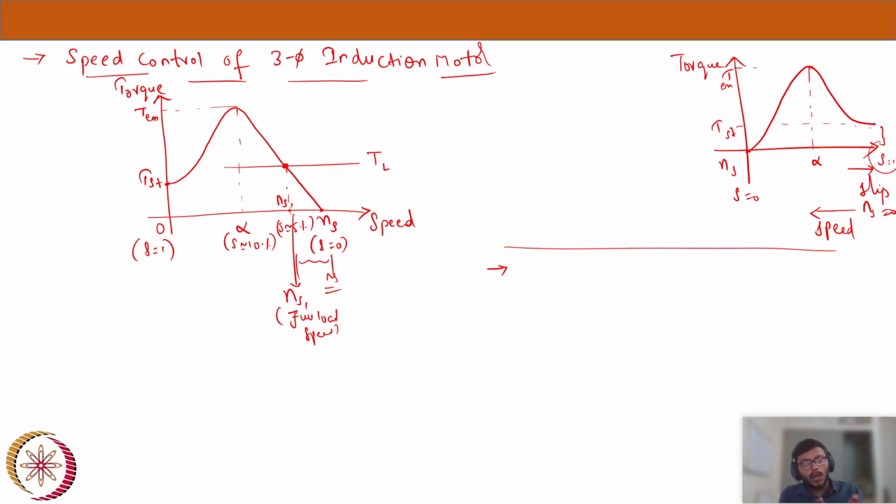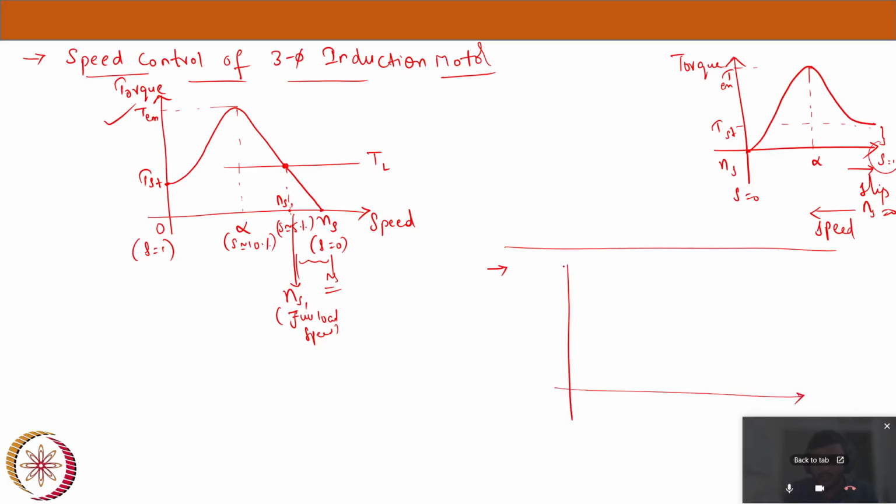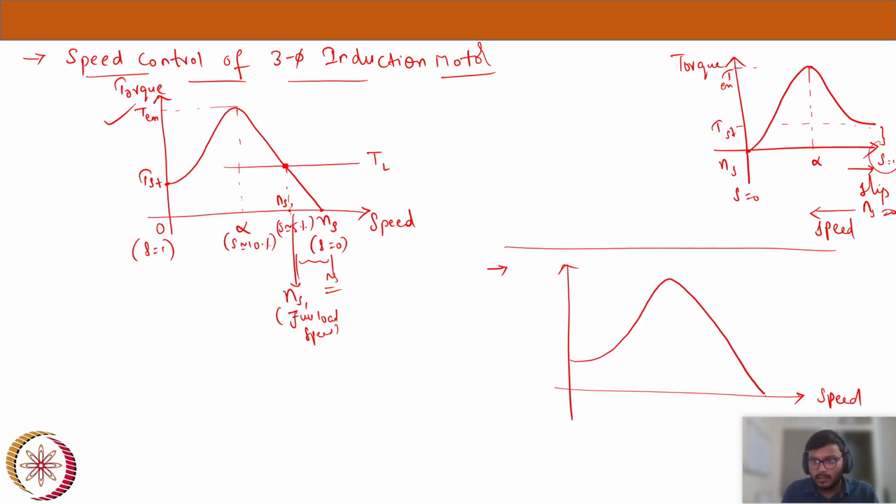Now we know how the torque speed characteristics for a machine look. Exactly, this is how it looks. Let's say I'm just drawing it for understanding purposes. So this is speed and this is torque, and this is the maximum torque. Now, let's say this torque speed characteristic is for a resistance R2 in the rotor circuit.